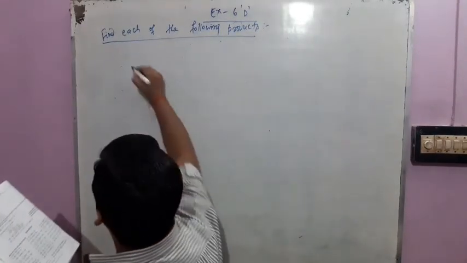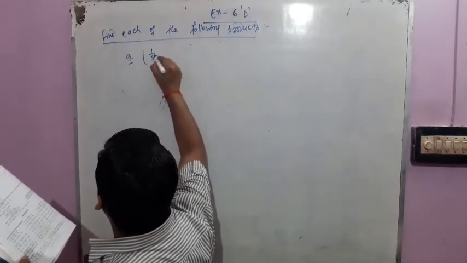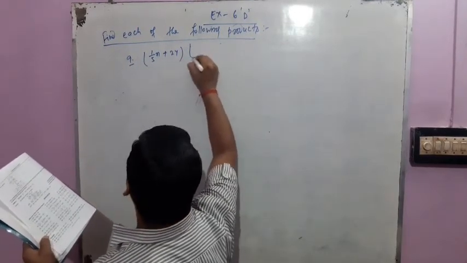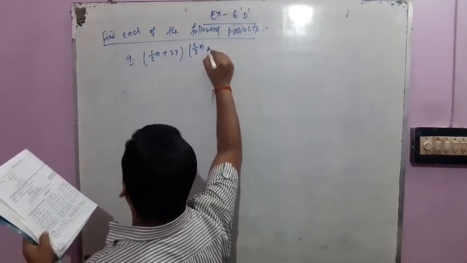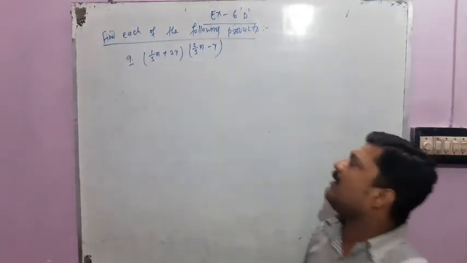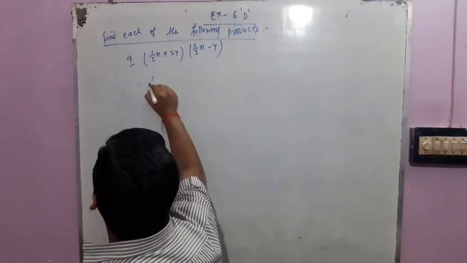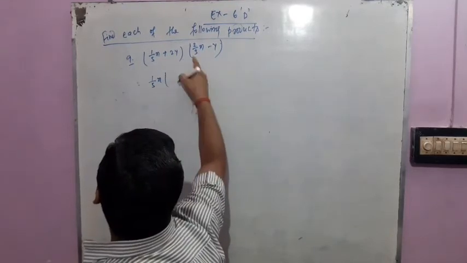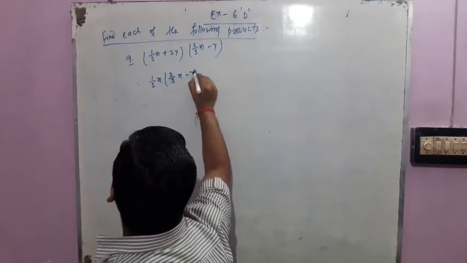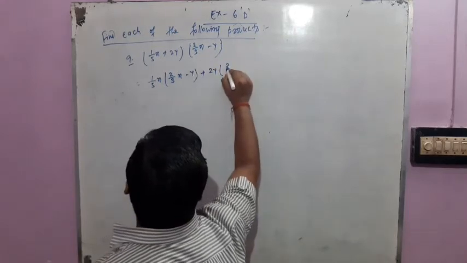Now look at the question, students. Question number 9. In question number 9, it is given that (1/5)x plus 2y has to be multiplied with (2/3)x minus y. For that, first we have to multiply 1/5 x with each of the terms of this binomial, 2/3 x and minus y. Then we have to multiply 2y with each of the terms of this binomial, 2/3 x minus y.